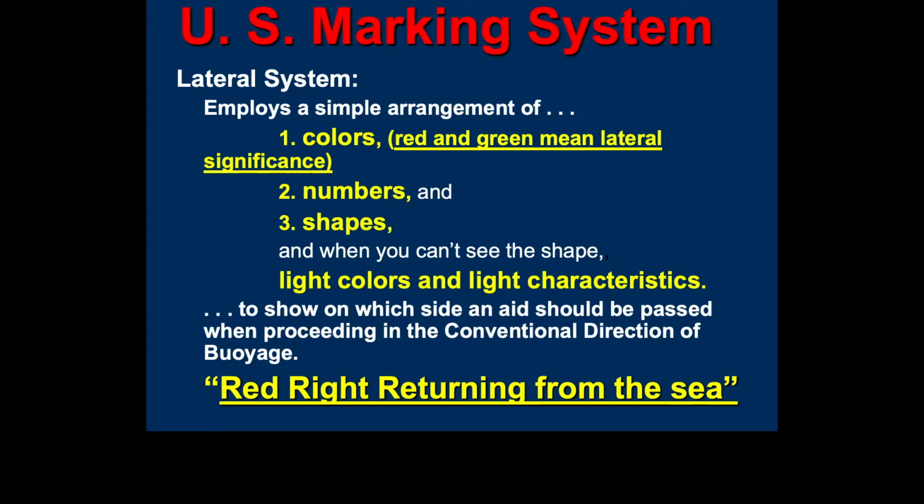If you can't see the color or the number, the shape helps. The red is going to be triangular shaped. Dayboards are beacons, and buoys that don't have a light, we call them nuns, have that cone shape on top. And the green are going to be square or can shaped.